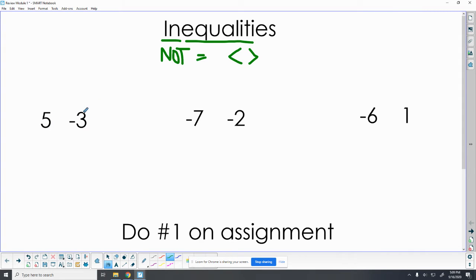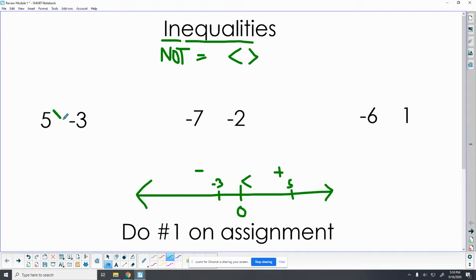So if we have 5 and negative 3, the best thing to do is to think of these on a number line. Here is 0, and I know that 5 is going to be in the positive direction, 1, 2, 3, 4, 5. And negative 3 is going to go towards the left in the negative direction, 1, 2, 3. So whichever number is farther to the right side is going to be larger. So I know 5 is greater than negative 3. So I need to make sure that open big side is facing the 5.